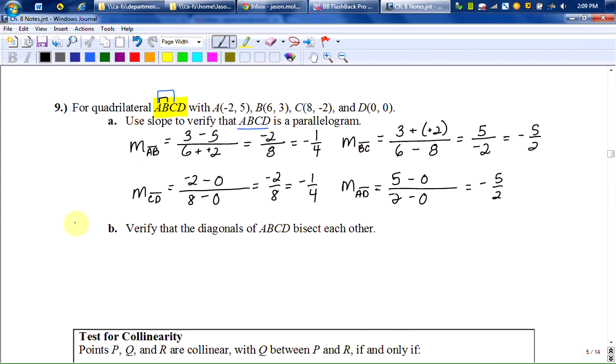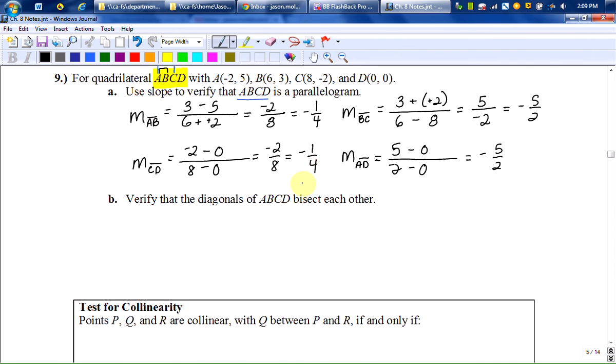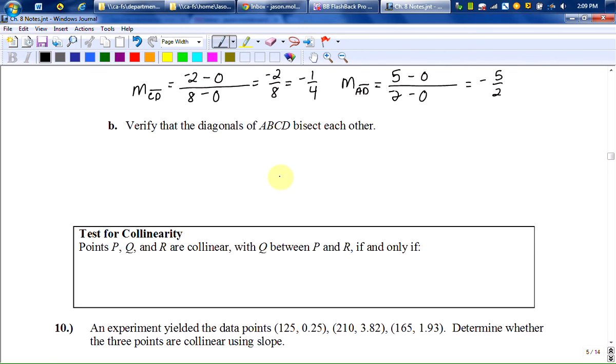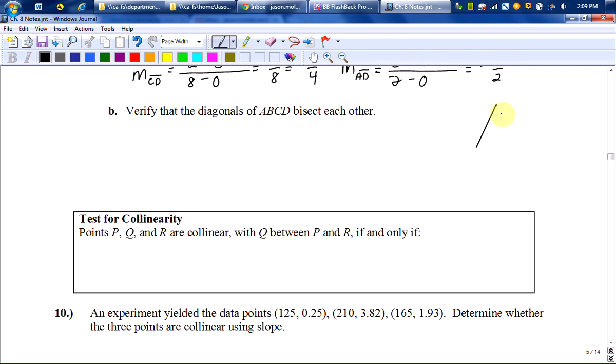stuff easier. Okay, so we've just verified something that we already knew about parallelograms, which is that there are exactly 2 pairs of parallel sides, which are the opposite sides. And then we'll verify something else that we know about parallelograms, which is that in a parallelogram, no matter how weird or ugly it is, the diagonals are going to bisect each other.